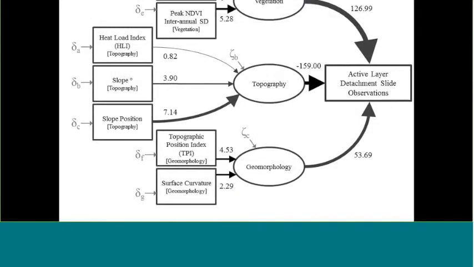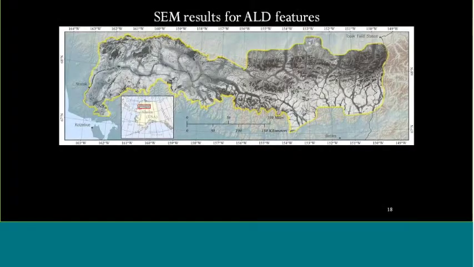So for the case of active layer detachments, after several hundred iterations, this is what the model produced. And the weight of the line shows you the relative impact of each terrain factor on the final output. And here's a map of what that looks like. Again, brighter colors are relatively high suitability and darker colors are relatively low suitability.